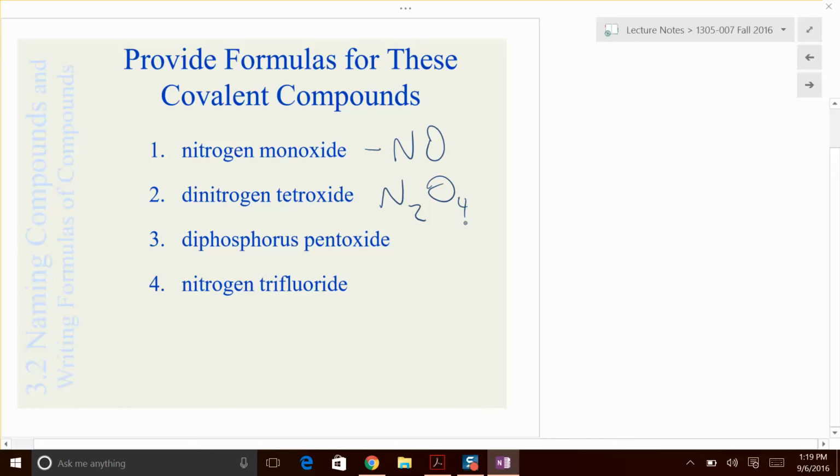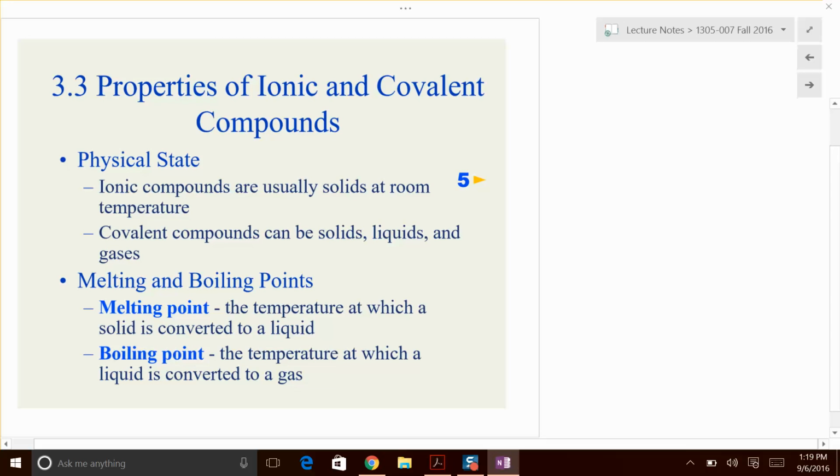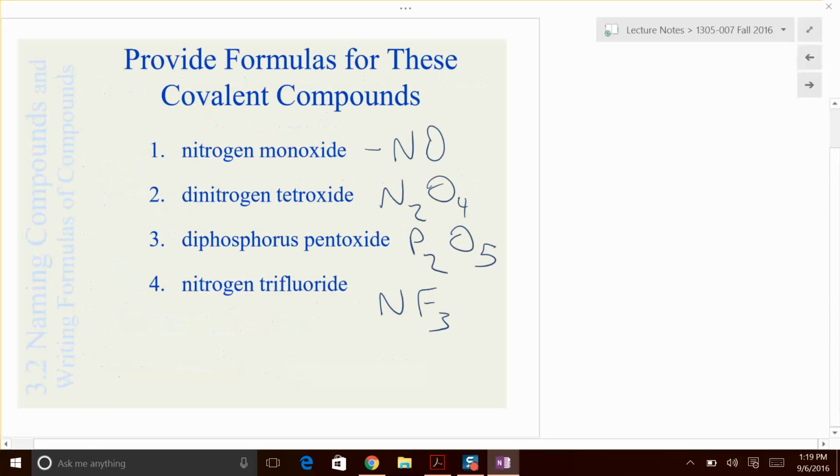5 would be penta, and you'll have that reference material. You guys don't need to memorize it, but tetra is 4. What's this one? P2O5. What's the next one? F3, trifluoride. Okay? That's it. It takes very little to learn how to name those. Okay, we're not going to get there quite yet.